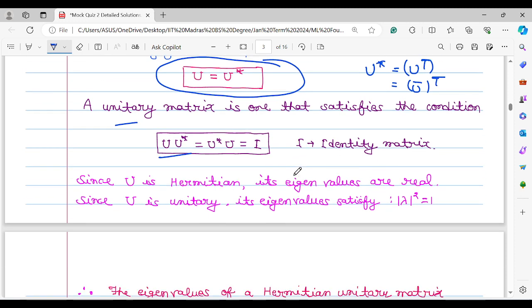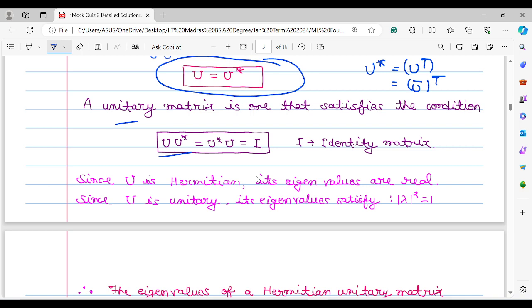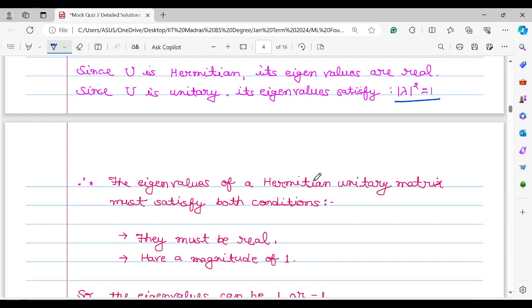Since U is Hermitian, its eigenvalues are real, because for a Hermitian matrix the eigenvalues are real. Since U is unitary as well, its eigenvalues satisfy the condition lambda square is equal to 1. So the eigenvalues of a Hermitian unitary matrix satisfy both conditions. They must be real because the eigenvalues of a Hermitian matrix are real, and because it is also unitary, they have magnitude 1.